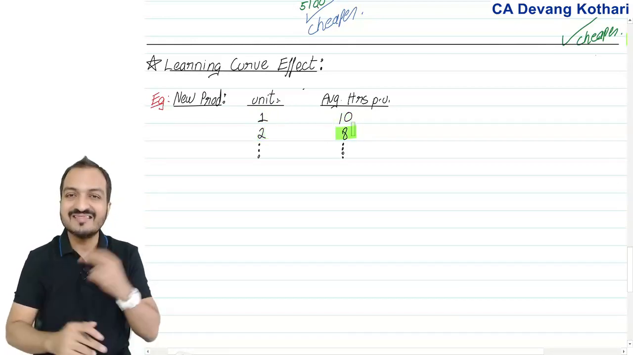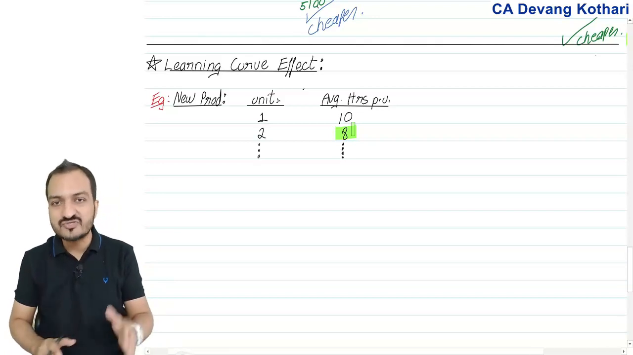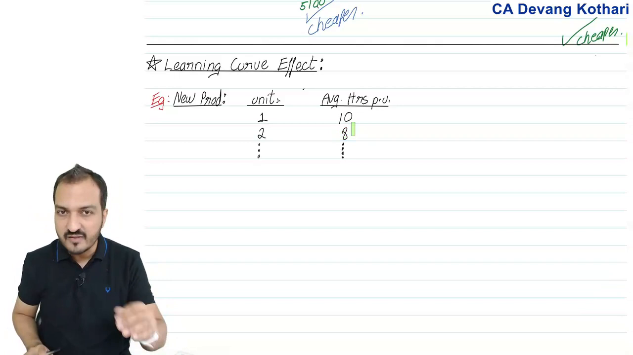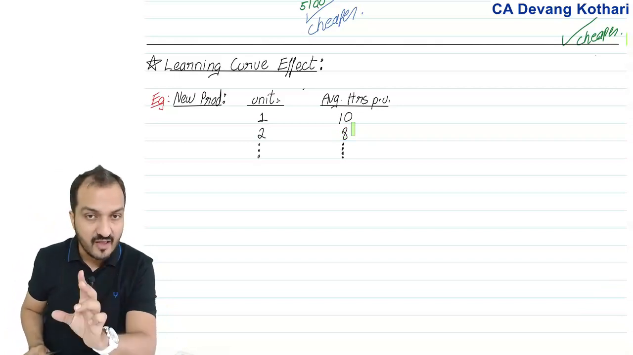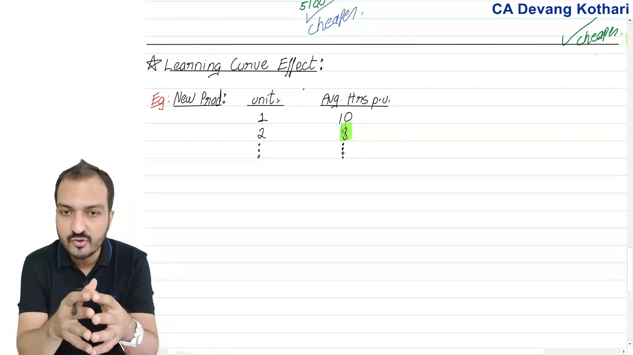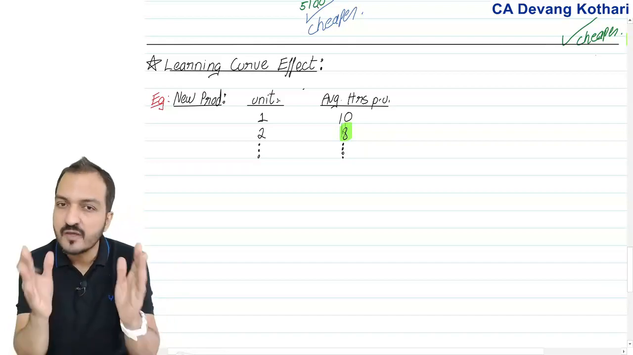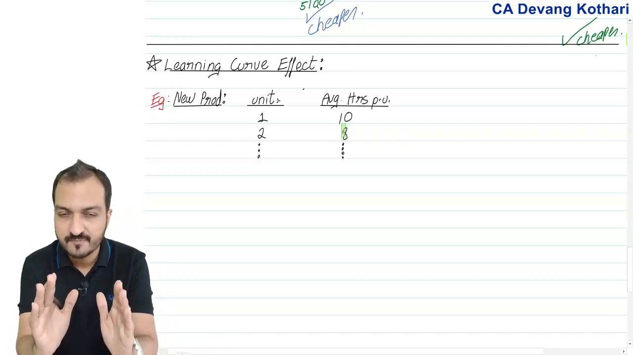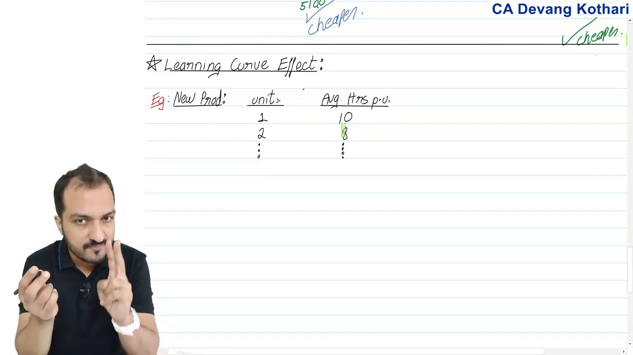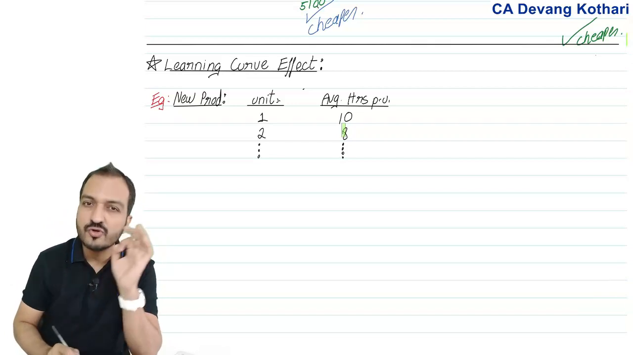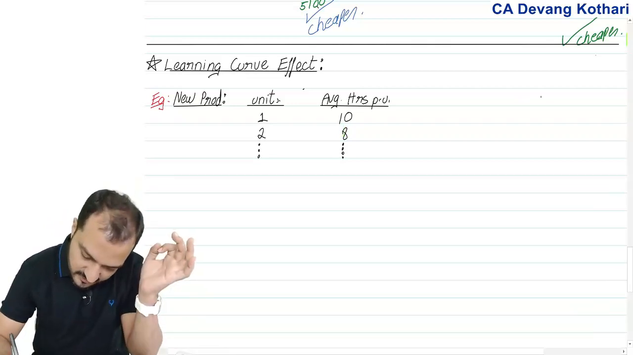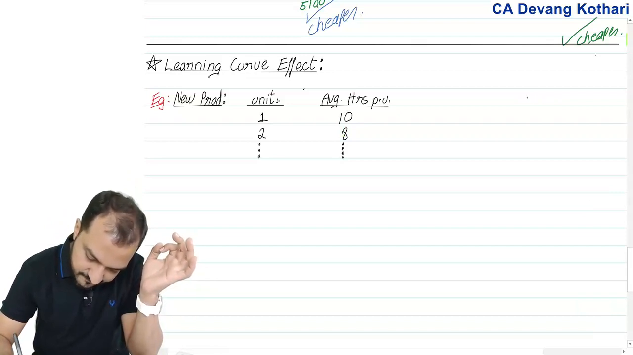Does this mean that the second unit was produced in just 8 hours? No. It means that the average time for producing a total of 2 units is 8 hours per unit. If I want to know the time taken for only the second unit, then what to do? Well, I need to calculate the total time here.